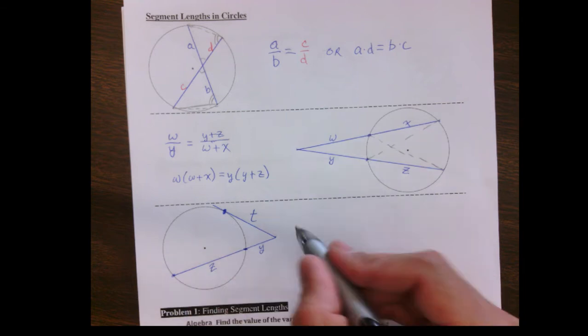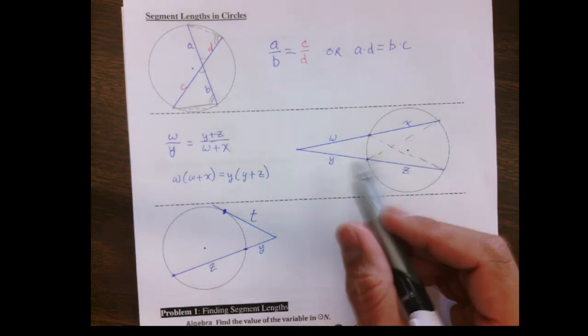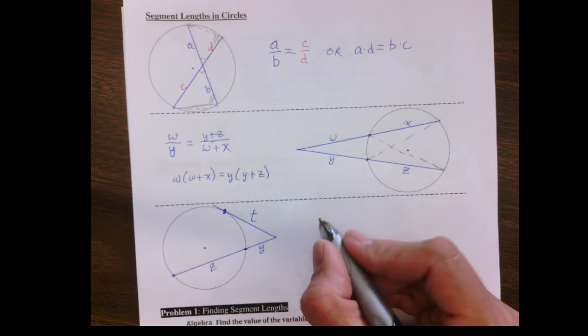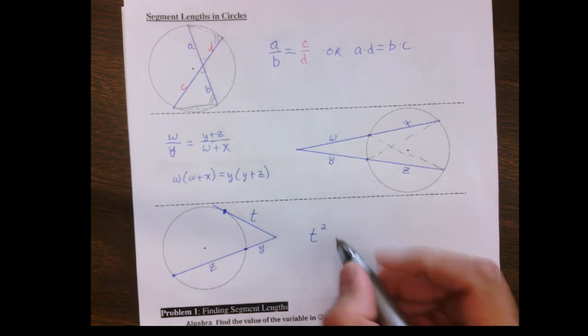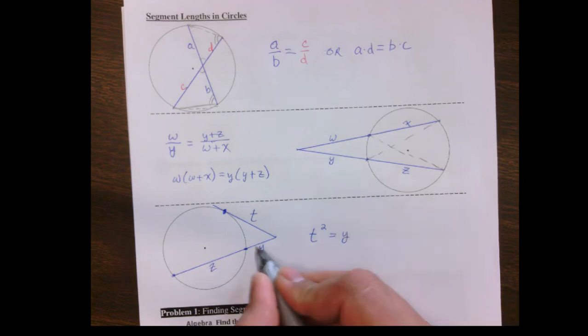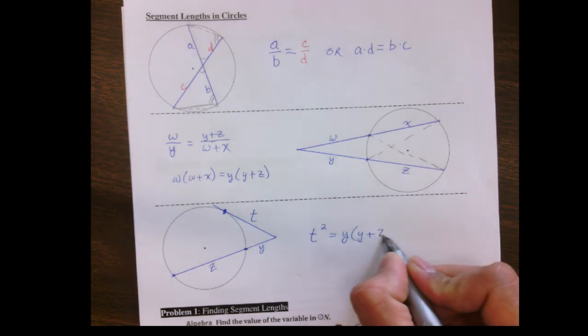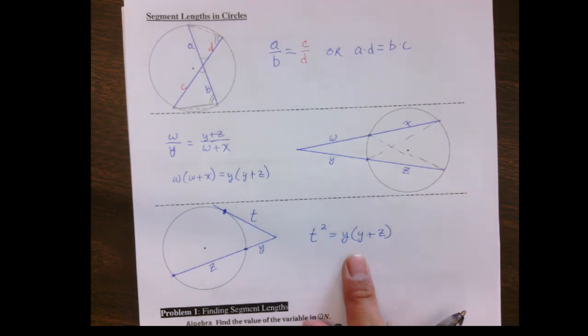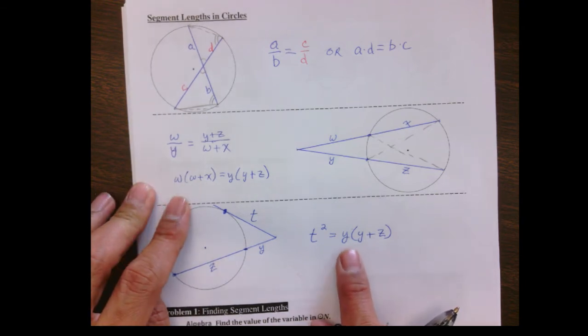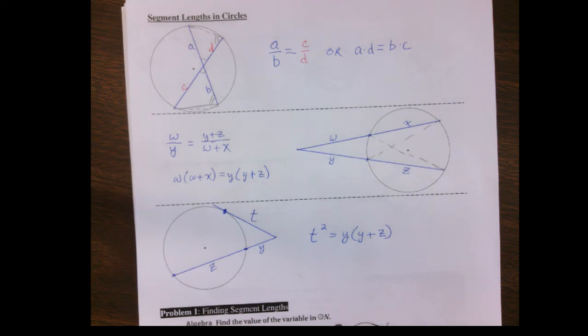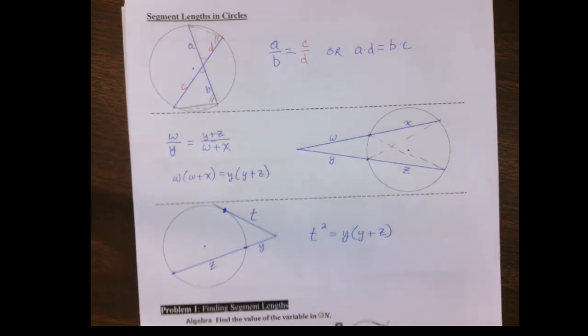And using a similar argument with these similar triangles, get it? Similar argument, similar triangles, cool. We could get this, T squared equals Y, the outer segment, times the whole segment, Y plus Z. Okay? Maybe you can see sort of a pattern, or these mirror each other somewhat. Well, let's jump down here to problem 1, and let's apply some of these theorems.